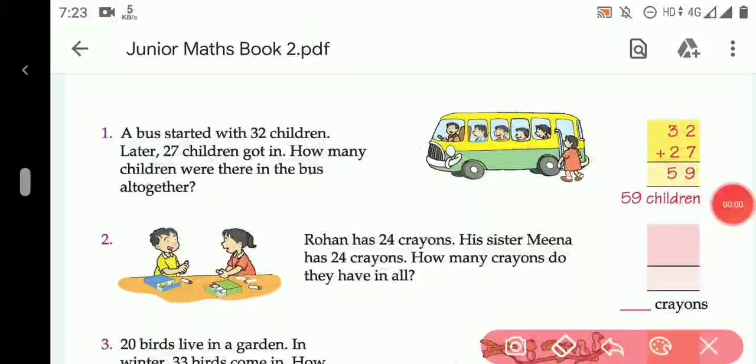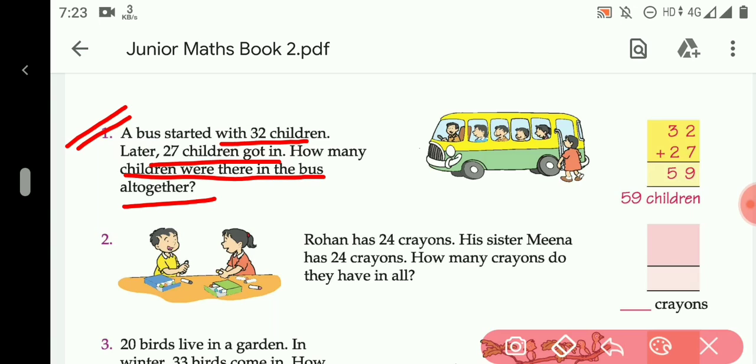Our next topic is word sums. First let me read, then I will make you explain. A bus started with 32 children. A bus is having 32 children. Later 27 children got in. Later 27 children more got in the bus. How many children were there in the bus altogether? So now we have to tell how many total children are now there in the bus.